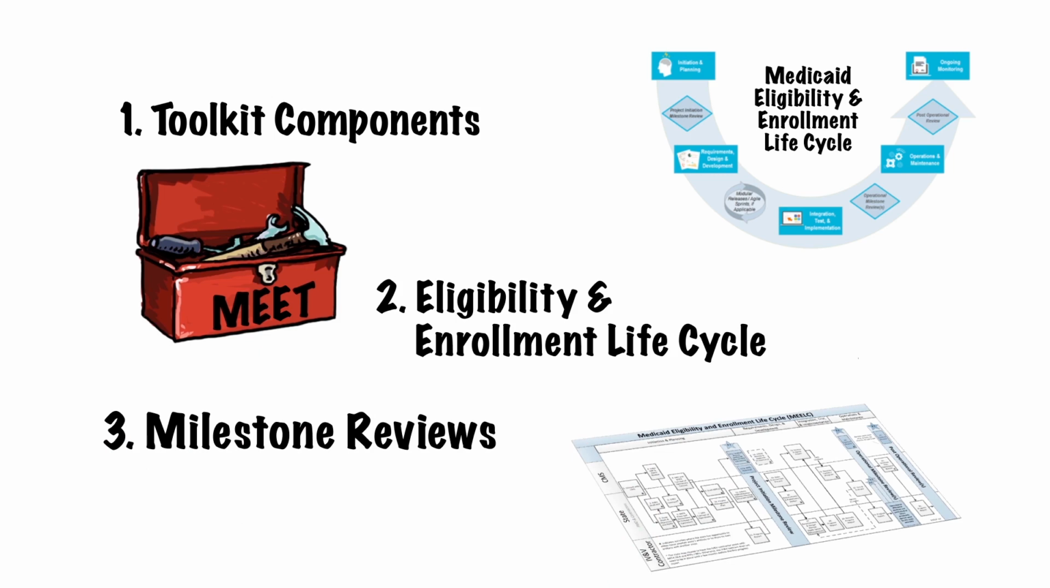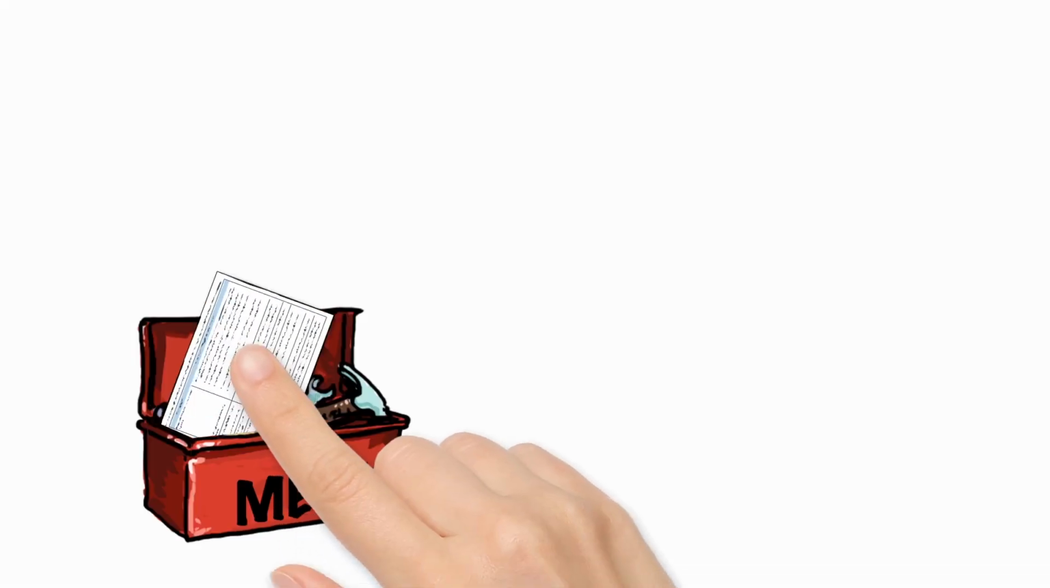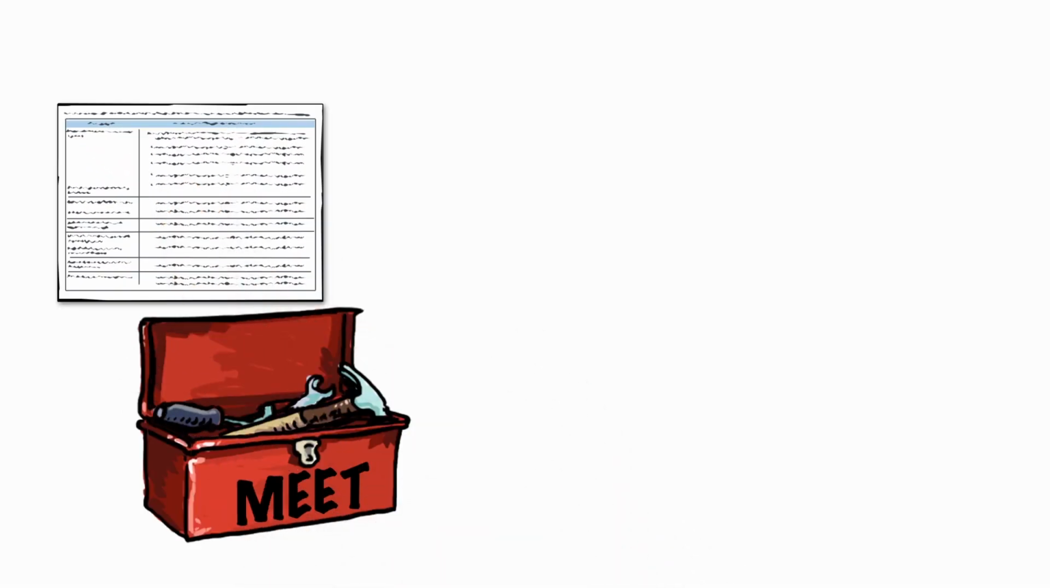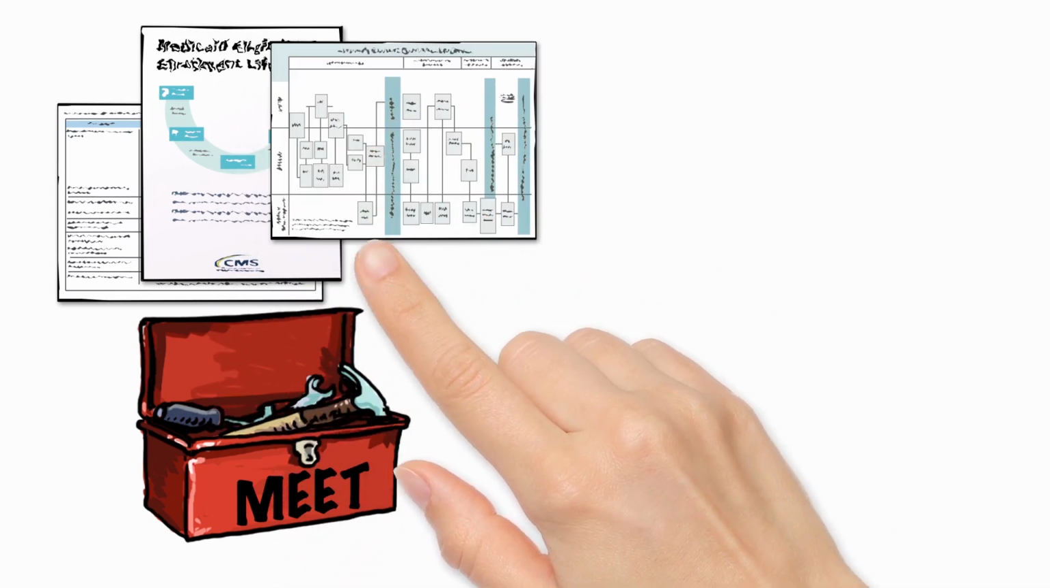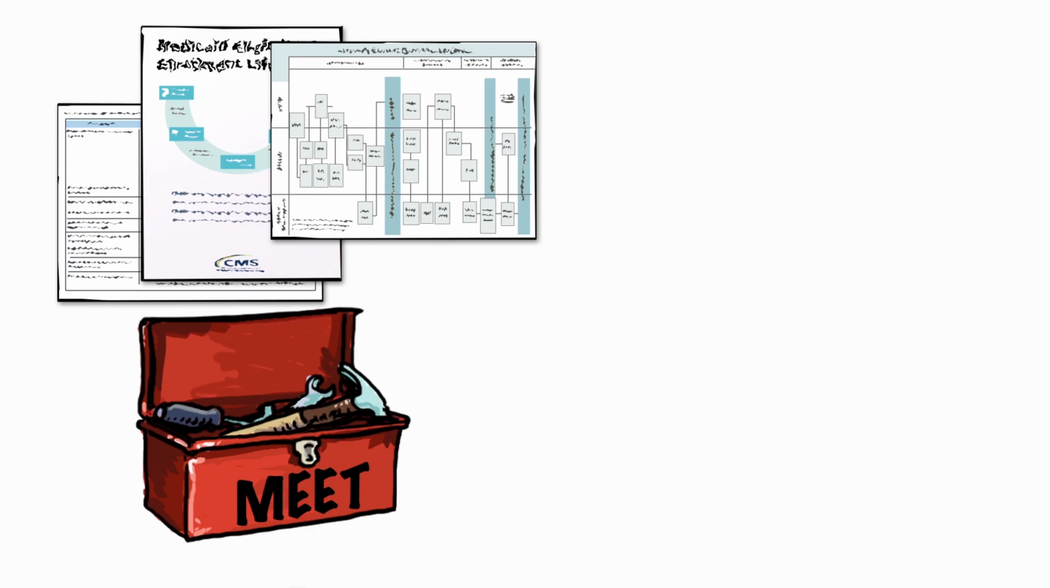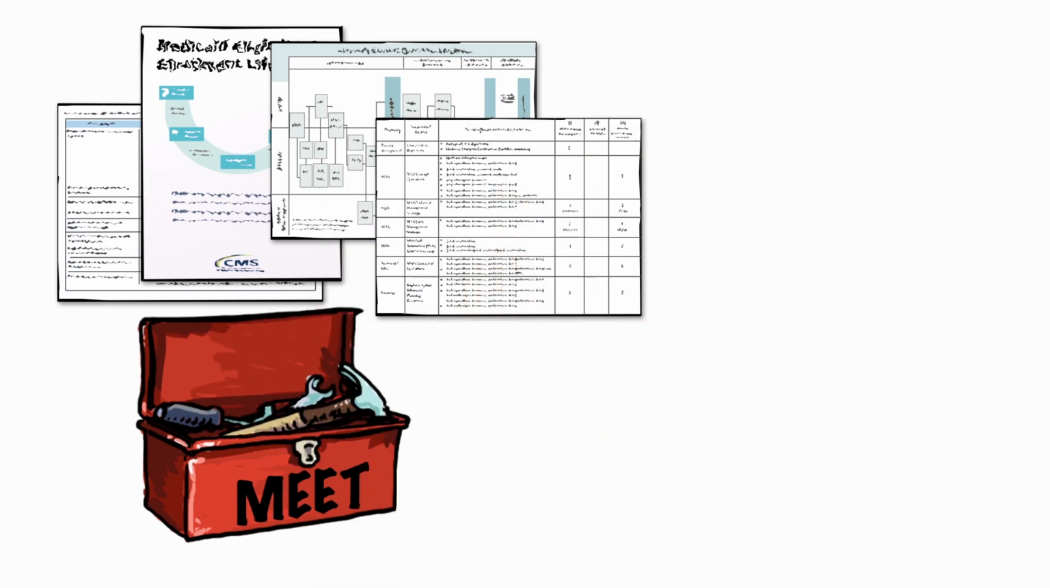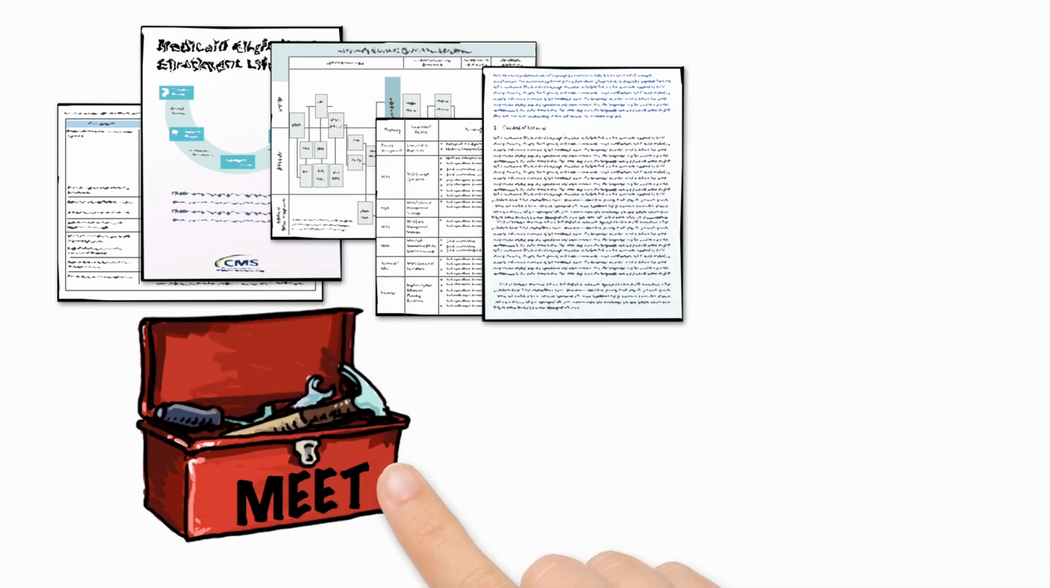Let's get started. There is a welcome document that gives a brief description of the other documents and release notes. The Medicaid Eligibility and Enrollment Lifecycle document contains detailed guidance about the process. A diagram of the life cycle with quick reference sheets. A list of artifacts to be submitted for each of the milestone reviews. Standard wording for states to include in their IV&V, RFPs, and contracts.